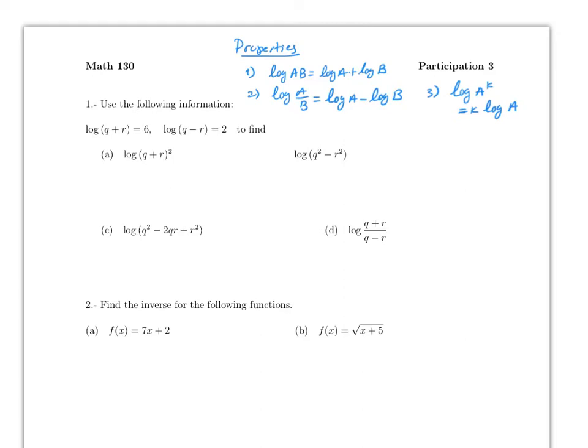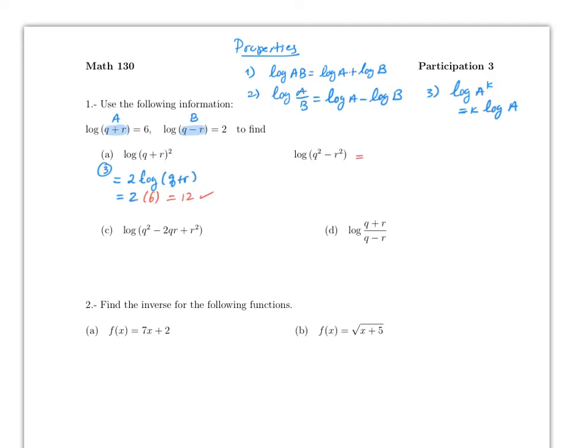Now here, you should just think of all of this as just one number. Like you could say this is A and this is B. So therefore, in part A, by property number 3, this becomes 2 log of Q plus R. But you know what log of Q plus R is. It's here. It's given to you. It's telling you that it's 6. So therefore the answer to this is 12. That's it.